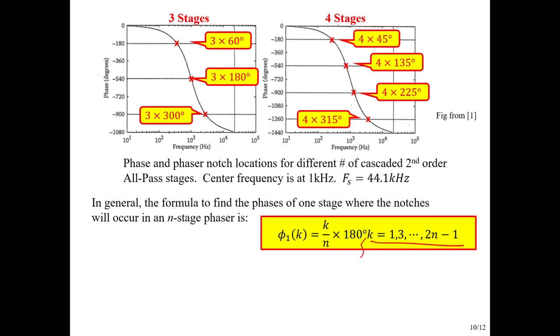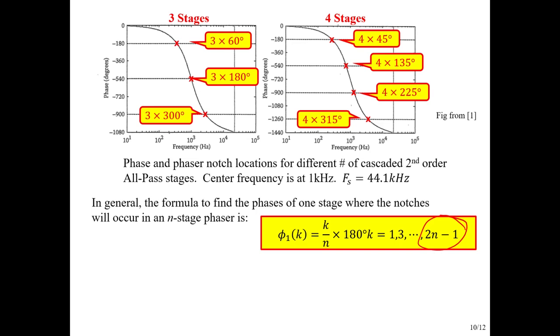And so the k is going to take on the odd values all the way up to its largest odd value allowed, and that will be 2n minus 1. So you can check that that works for the 1-stage case and the 2-stage case, and then you can check that it works for 3 stages and 4 stages. That just tells you how many notches you're going to get.